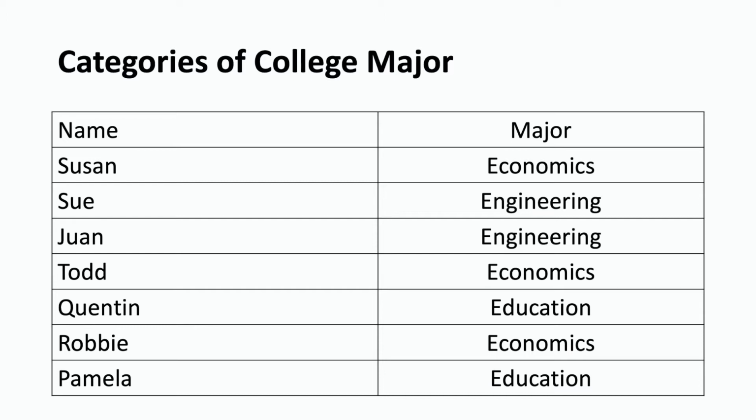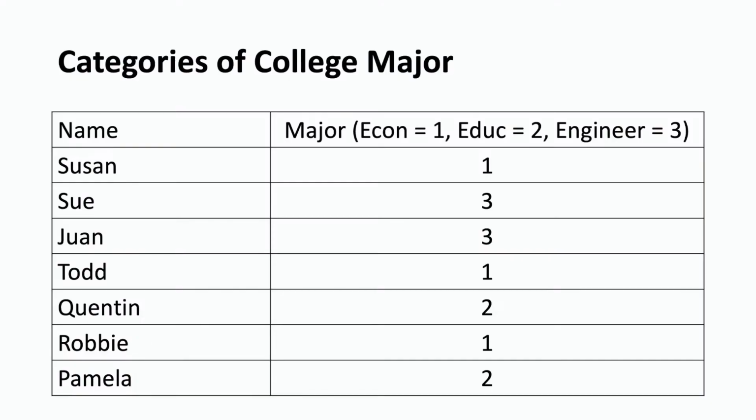You see Susan is an econ major. Sue and Juan are engineering majors. Todd's an economics major. Quentin is an education major. Robbie is an economics major. And Pamela is an education major. We could also use numerical values to code the majors. So here we have the exact same information, but instead of writing out the name of the major, we show the numerical code. So economics students are coded with 1, education students are coded with 2, and engineering students are coded with 3.